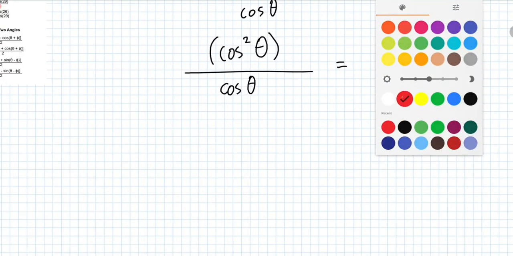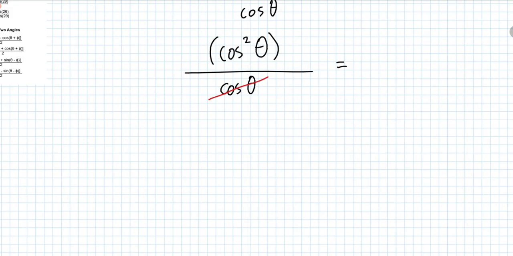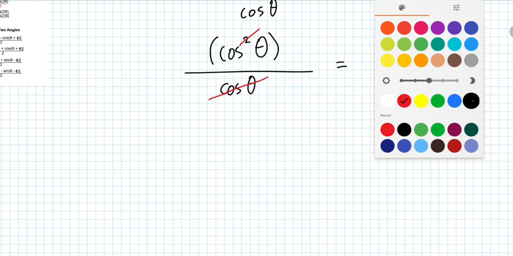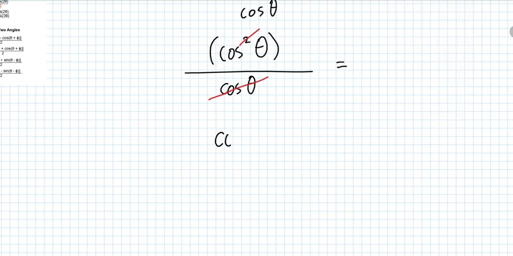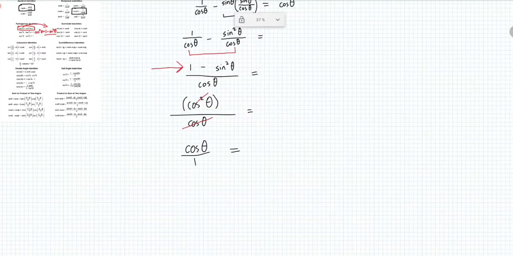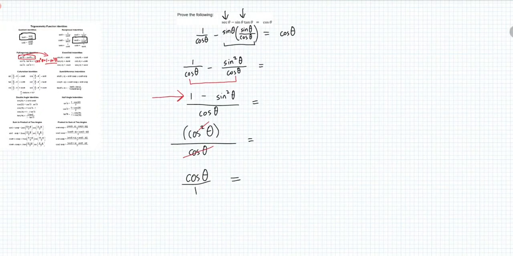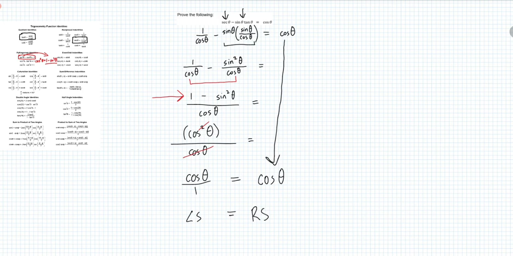As our last step, cancel out the cosine on the bottom, or the denominator. We cancel out the squared here, which gives us final answer of cosine theta over 1, which is equal to cosine theta, which is from the very first, which is in the question actually. And we can just write cosine theta to complete the question. We have the left side, which is equal to the right side.